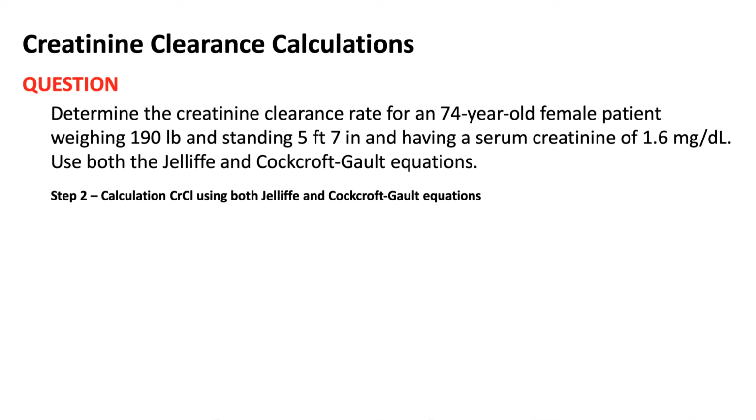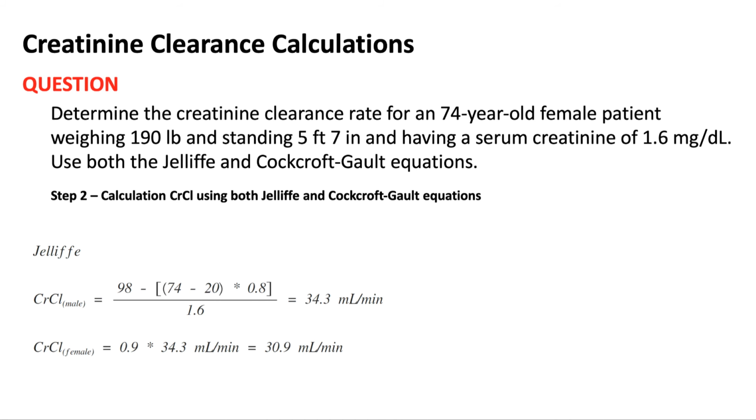So now let's start using the formulas. If we start with the Jelliffe, you can see that's a much more straightforward formula to use. We'll start with the male creatinine clearance formula for Jelliffe, which is to take 98 minus, remember it was the age minus 20, so her age was 74 minus 20, and we multiply that difference by 0.8 and divide it by the serum creatinine, which was 1.6 milligrams per deciliter. So you do that math and you get 34.3 milliliters per minute.